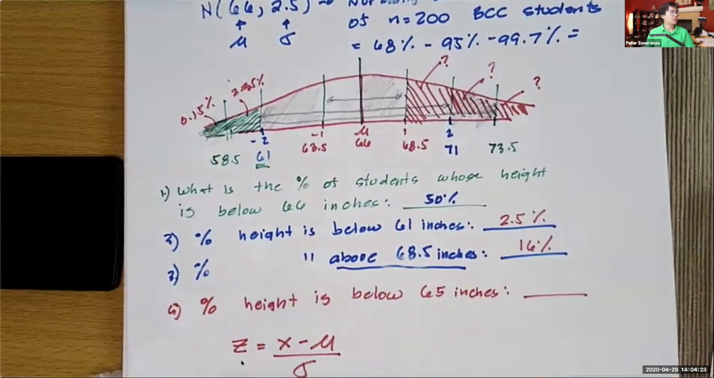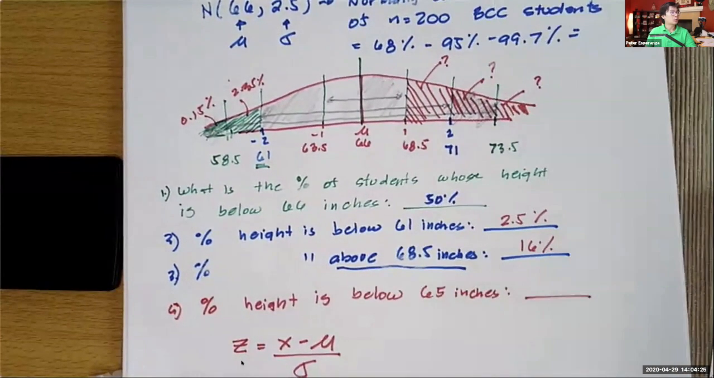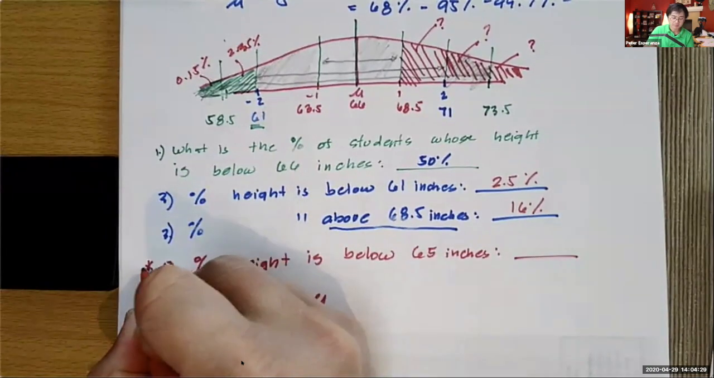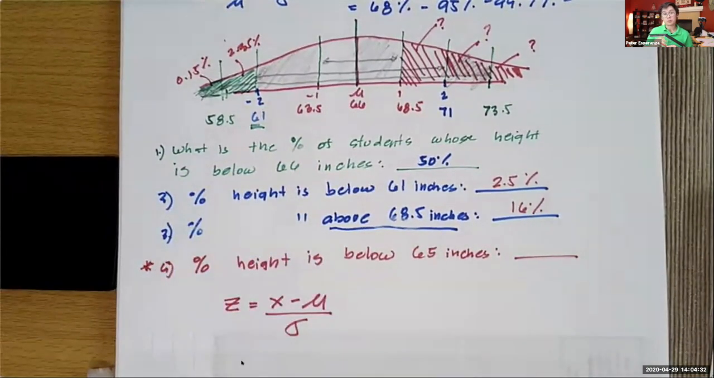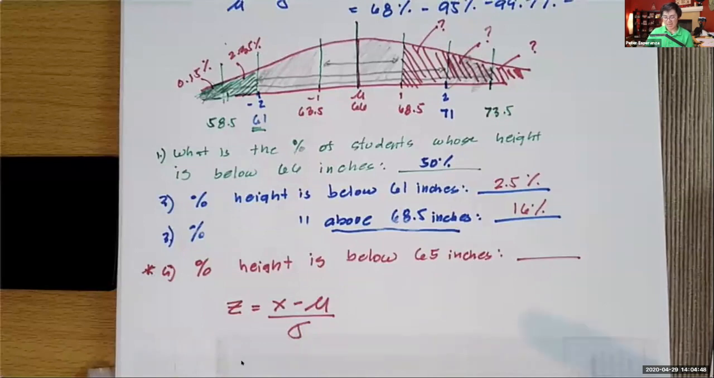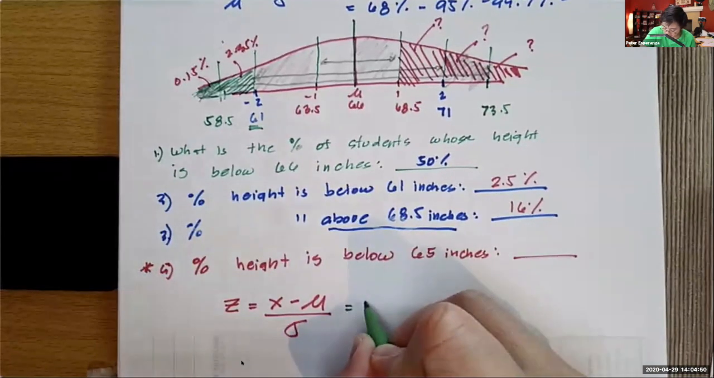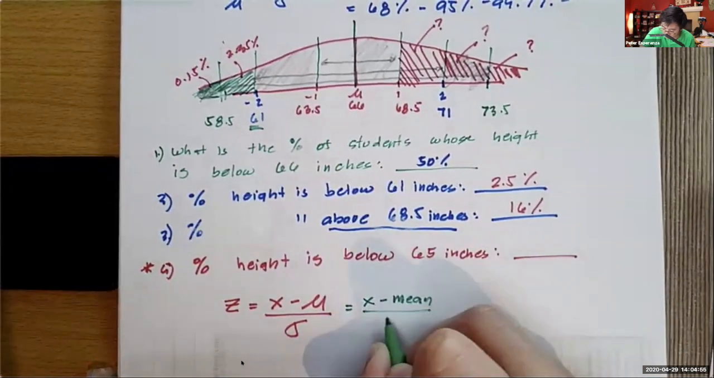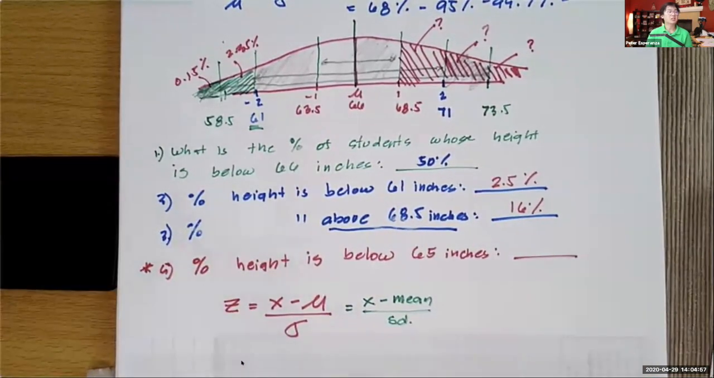So this is the formula that we're going to be using so we can find the answer that we're looking for in number 6. That is our goal: to be able to answer problem number 6. And to be able to do that, we need to perform the first step, finding the z-score. The z-score is the formula x minus mu all over sigma. And what does that mean? X minus mean all over standard deviation. That's basically what it means.